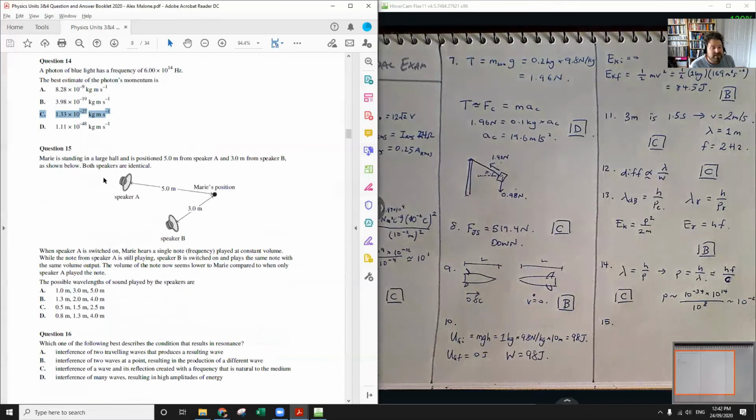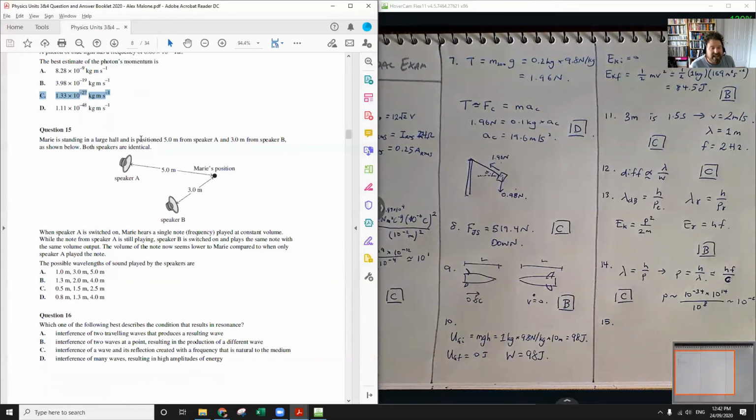Okay, question 15. Marie is standing in a large hall and is positioned 5 meters from speaker A, 3 meters from speaker B. As soon as I see that, I'm thinking, oh, the difference is 2 meters. Path difference, 2 meters there. Both speakers are identical. When speaker A is switched on, Marie hears a single note played at constant volume. While the note from speaker A is still playing, speaker B is switched on and plays the same note with the same volume output. Okay.